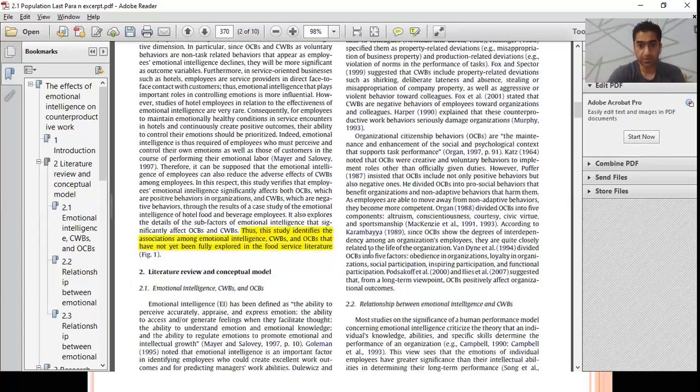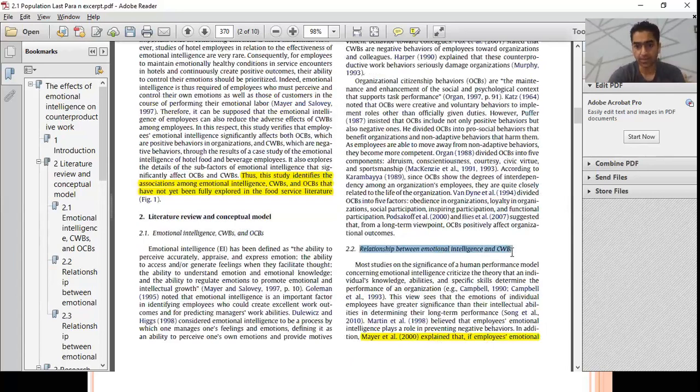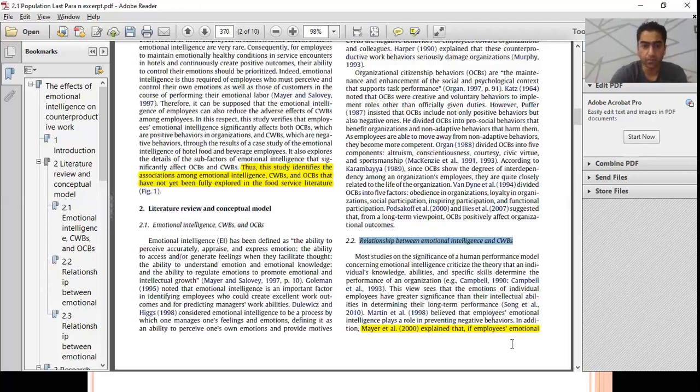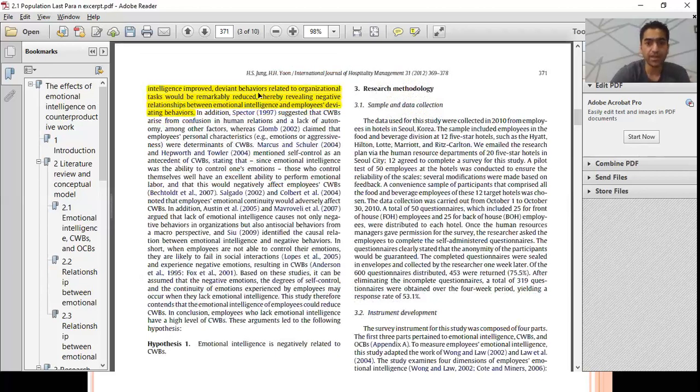And what the author is saying, basically, here he's hypothesizing the relationship between emotional intelligence and counterproductive work behavior. The author in 2000 explained that if employees' emotional intelligence improved, deviant behaviors related to organizational tasks would be remarkably reduced, thereby revealing a negative relationship between emotional intelligence and employees' deviating behavior. I told you workplace deviant behavior is counterproductive behavior also. So the relationship is already there, a simple relationship.